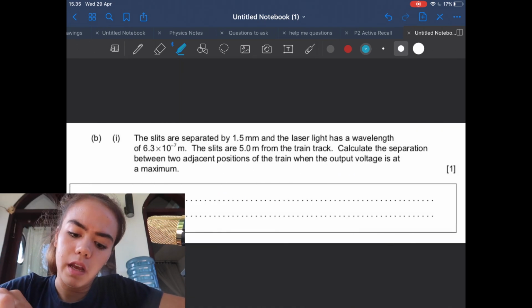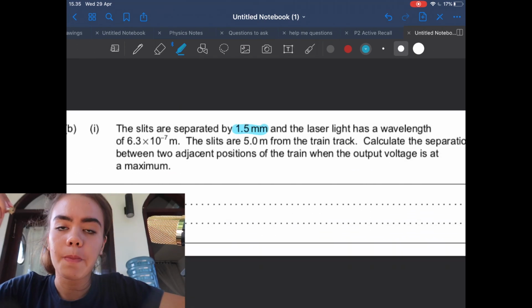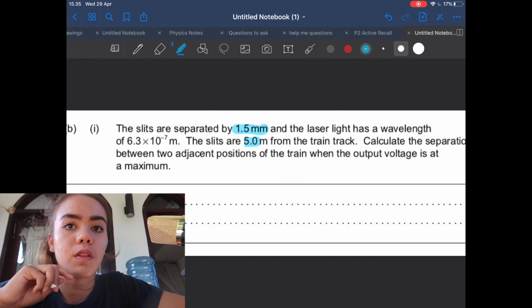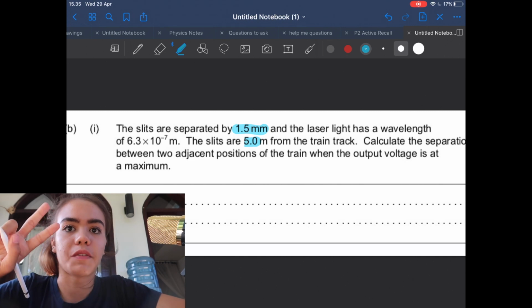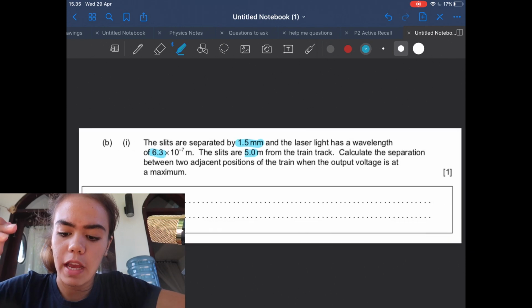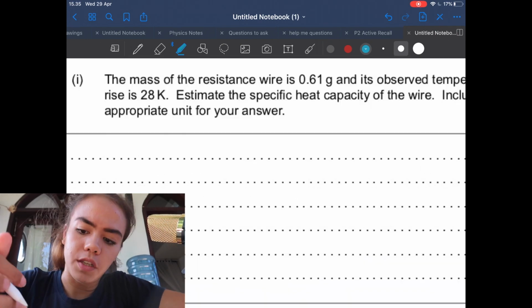Okay, next, slits are separated by 1.5. 2 significant figures, easy. 5.0, that's not 1 significant figure. The 0 counts in this case, so that's 2 significant figures. 6.3, that's 2 significant figures. And so the answer for this one should be in 2 significant figures.